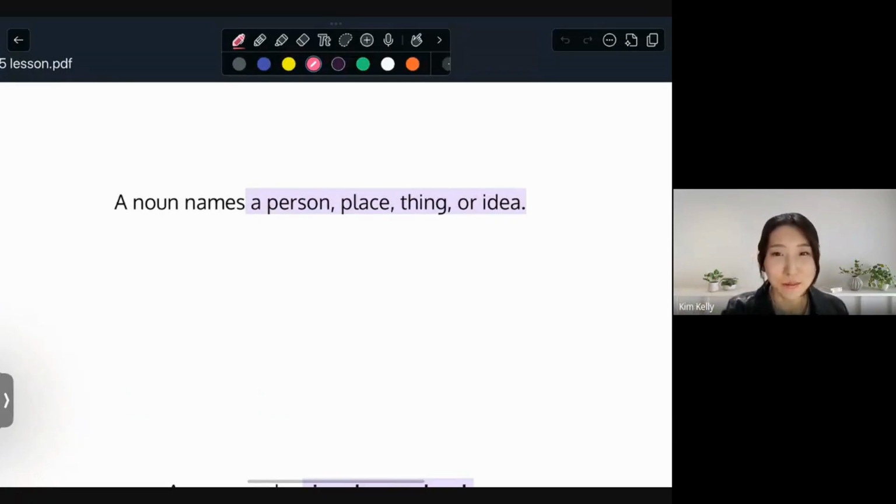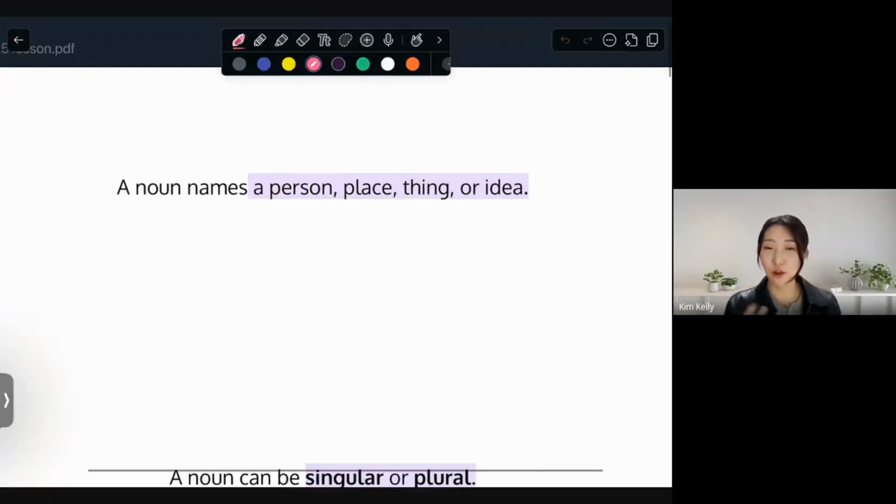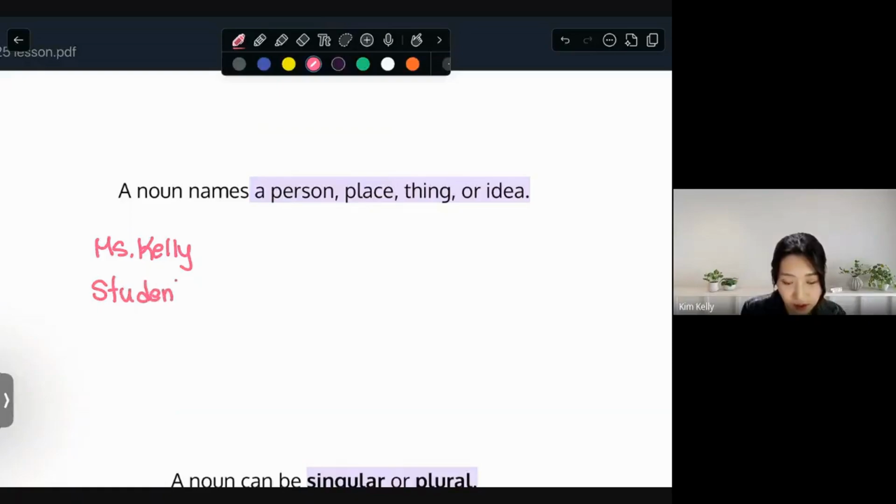Some nouns are things that we can see or touch. However, some are things that we can feel or think about. So let's talk about some examples to talk more deeply about the noun. First, people are nouns. For example, Miss Kelly and student are the nouns because they're people. Next, places are nouns.